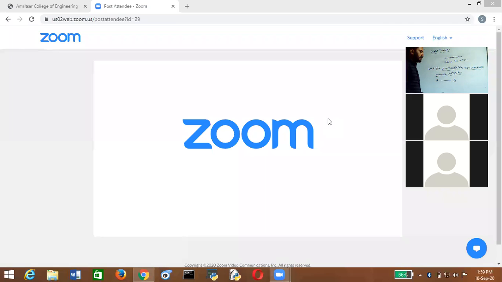Okay, now the diagram for it, digital signature.